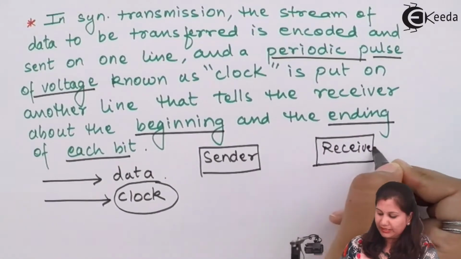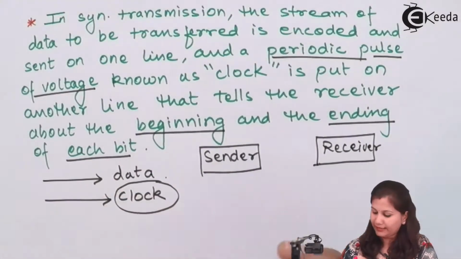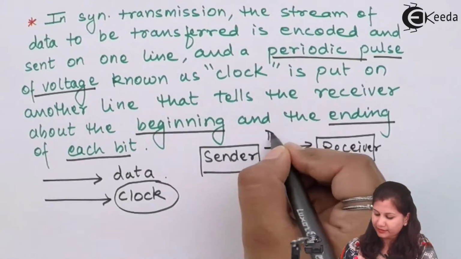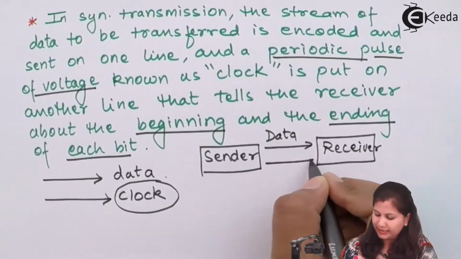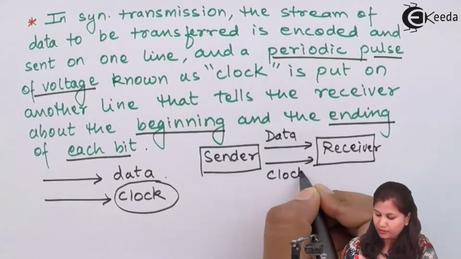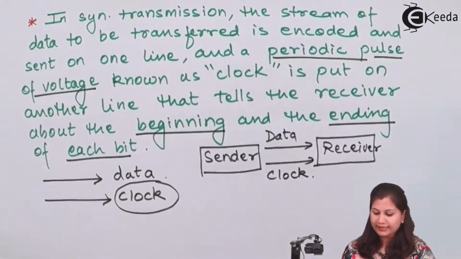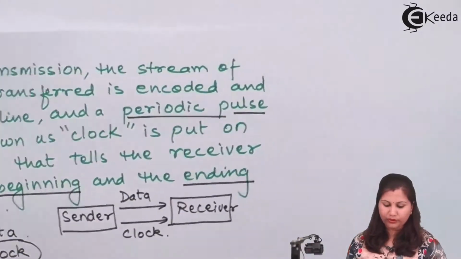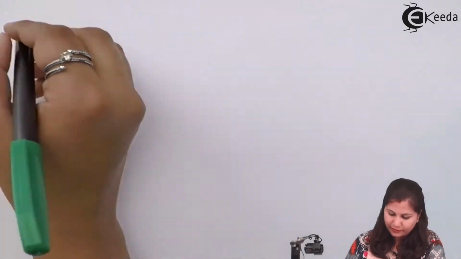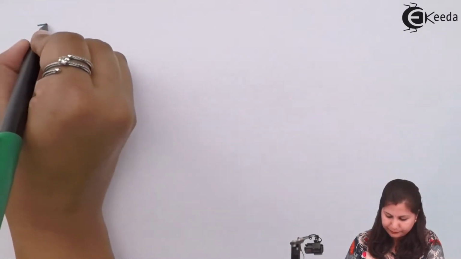So in between the sender and receiver there will be two lines. On one line we will send the data, and on another line we will send the clock pulse. Let's have a view on it in detail. Suppose here I am drawing a clock pulse.